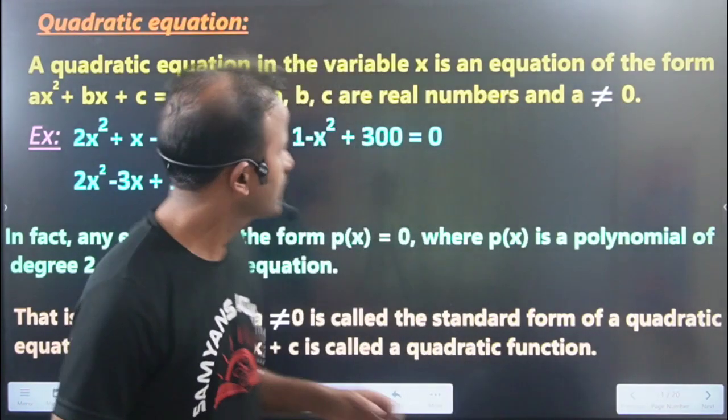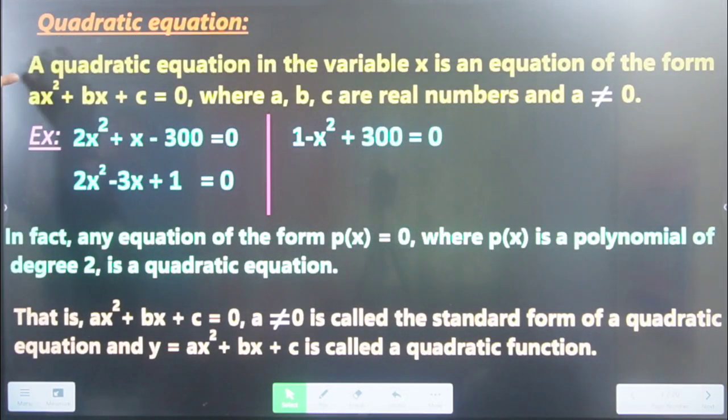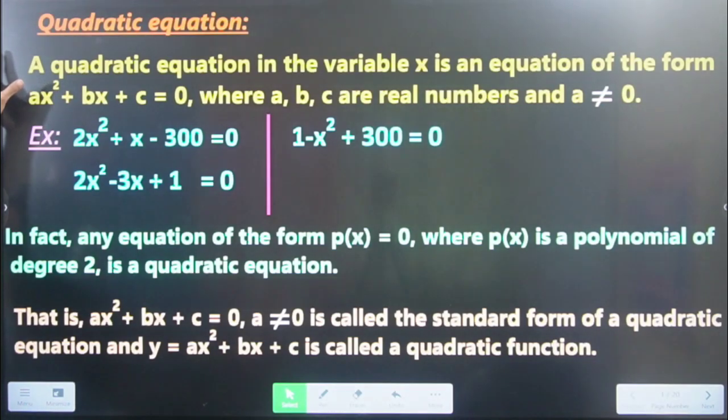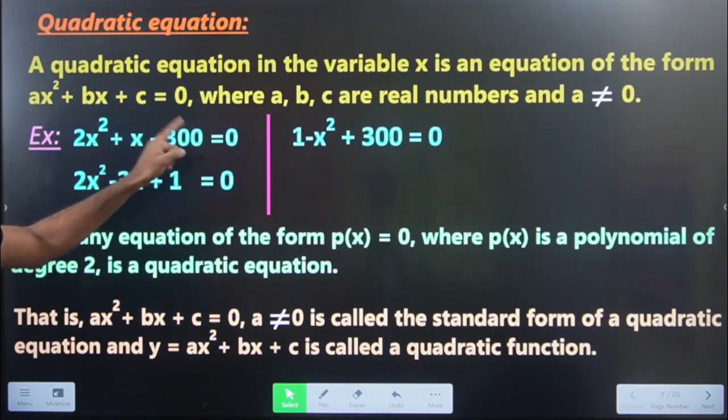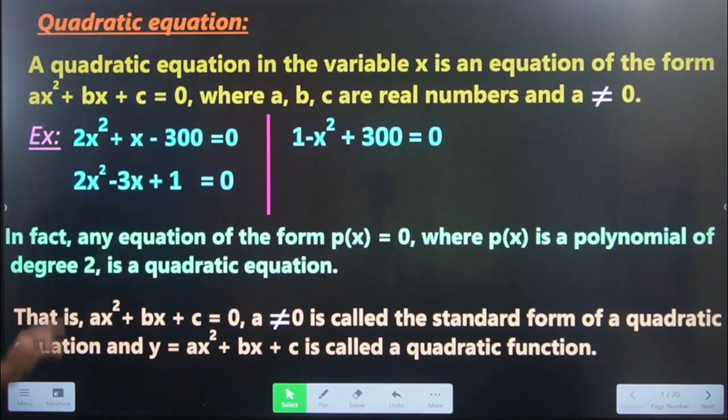Let us start now. So, definition of quadratic equation we have here. A quadratic equation in the variable x is an equation of the form ax square plus bx plus c equal to 0, where a, b, c are real numbers and a value not equal to 0.